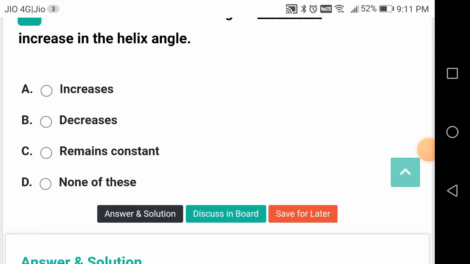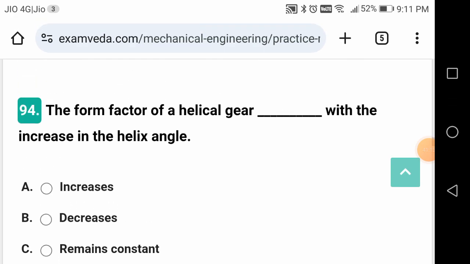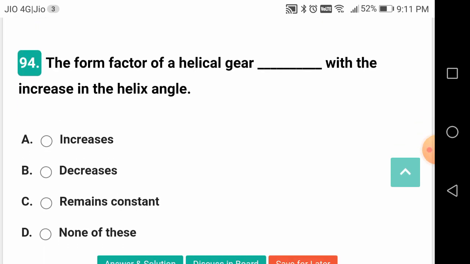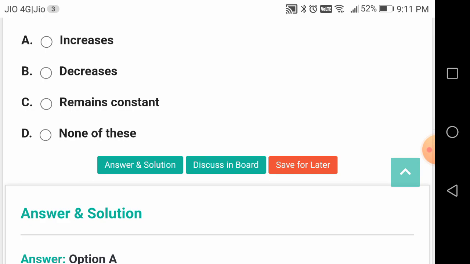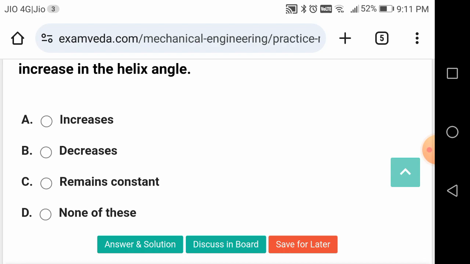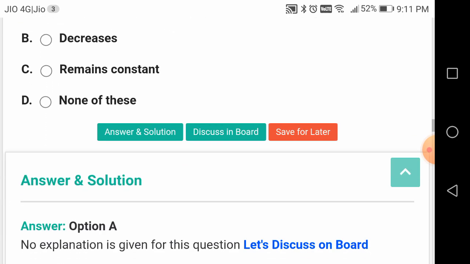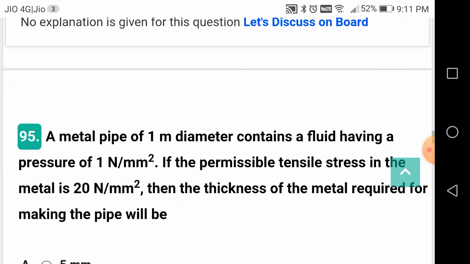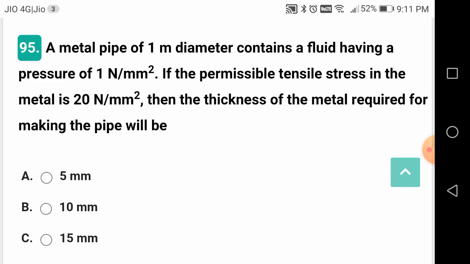Form factor. There are various formulae depending upon the gear system, 14 and a half system and 20 degree system. Okay, friends, please check that particular form. That means, which type of form your gear teeth is having. Is it cycloid form or involute form? Depending upon that, those equations are given.